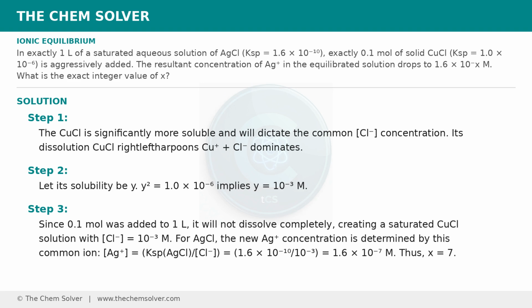Since 0.1 moles was added to 1 liter, it will not dissolve completely, creating a saturated CuCl solution with Cl⁻ = 10⁻³ M.